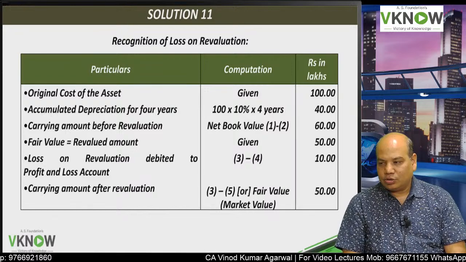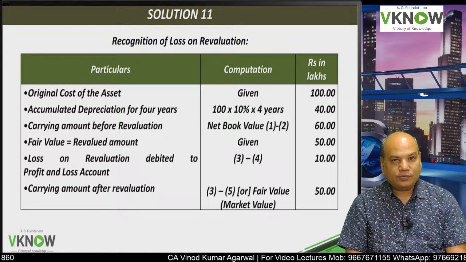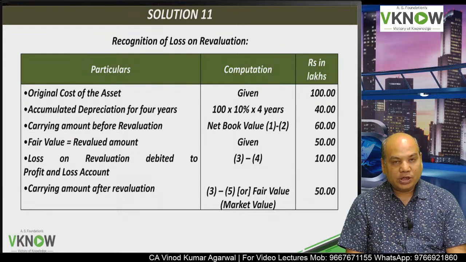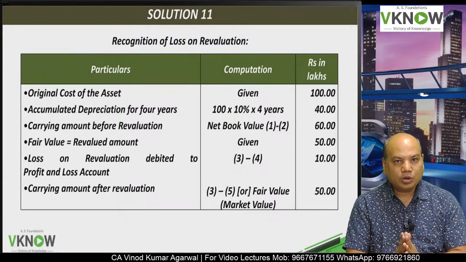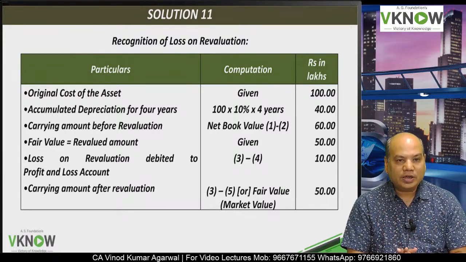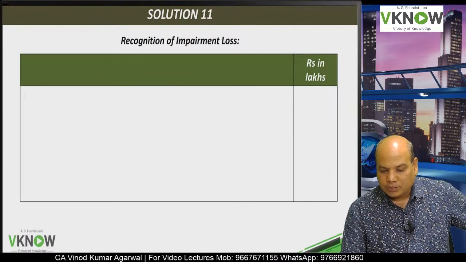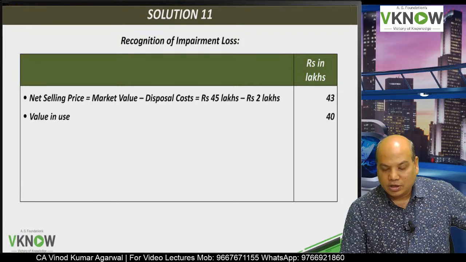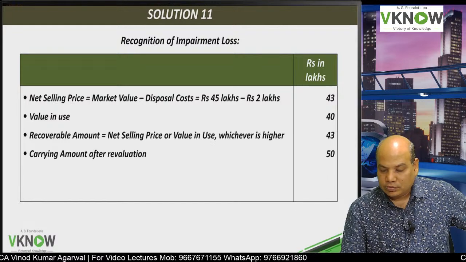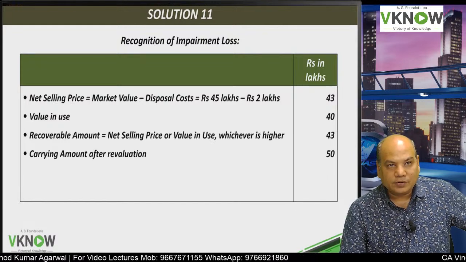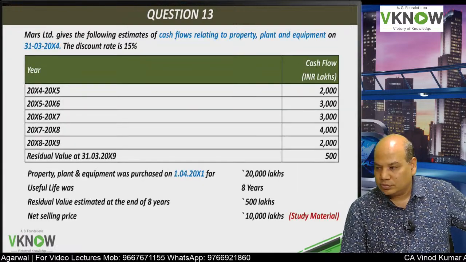Our book has been very thoughtfully designed for the benefit of the student, and if you rely on our book also, it will be enough, okay. So follow the lectures, follow the book, revise the book 2-3 times and you will get very good results. After computing the revised carrying amount, find out the recoverable amount which is 43, compare it with the carrying amount after revaluation 50 and you get an impairment loss of 7.